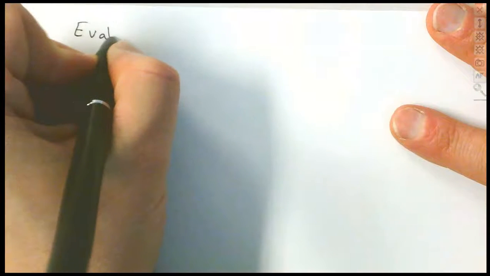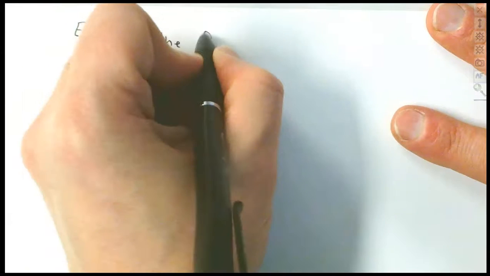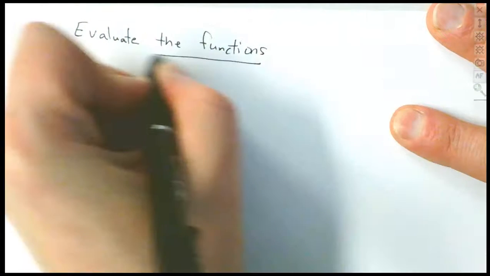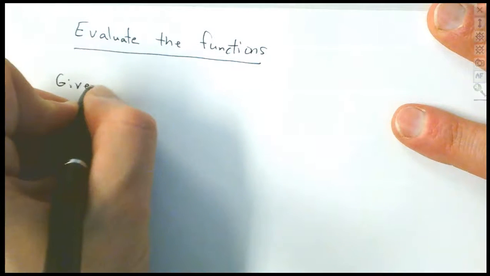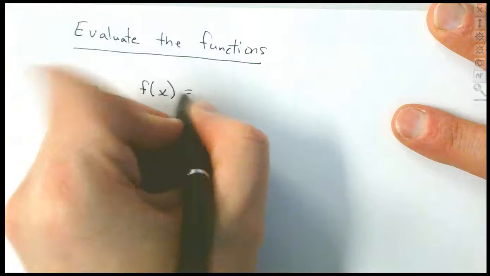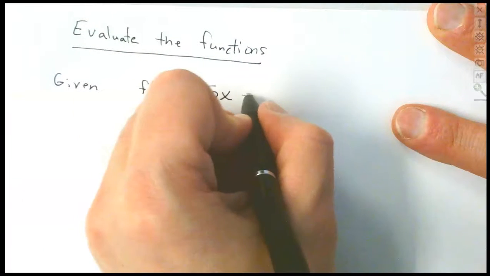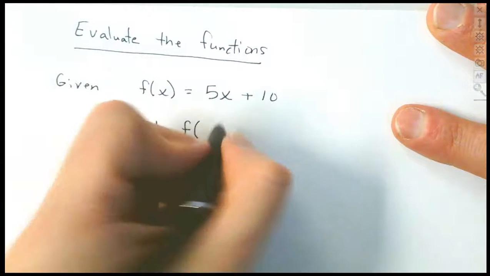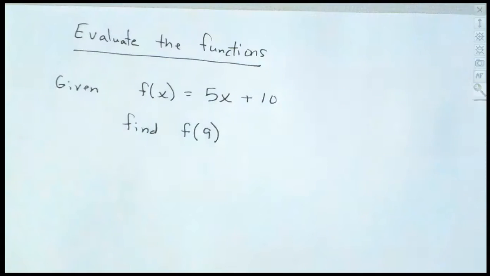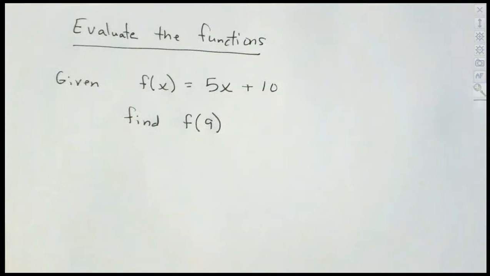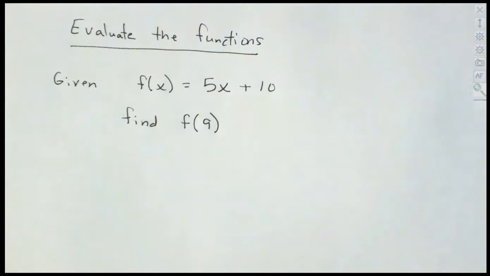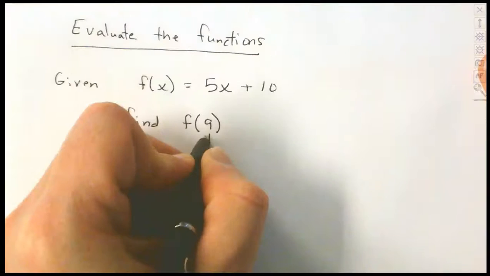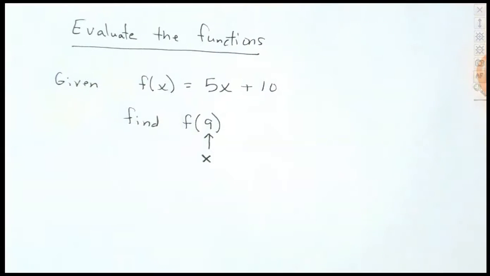So now we're going to evaluate these functions down. So let's say you're given f of x to be, we'll do an easy one first, 5x plus 10. And I want you to find f of 9. Okay, so on these, what you are given is a function. You're given that f of x. I want you to plug in a specific number in for x, because this 9 here is going to replace the x in your original.